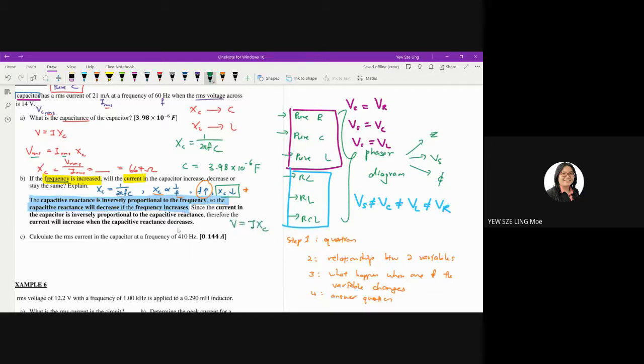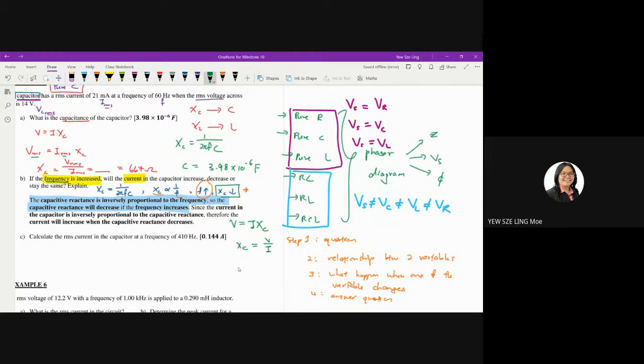V = I XC. So in this question, provided we're still using the same source, kalau kita masih guna source yang sama, then V is a constant variable. So if V is a constant variable, then what we can do is, now let me rearrange the equation. XC is equal to V over I.